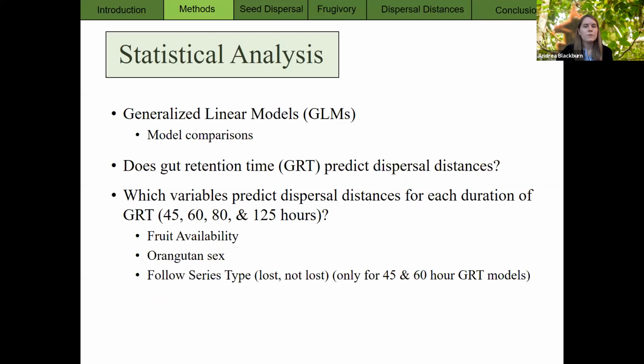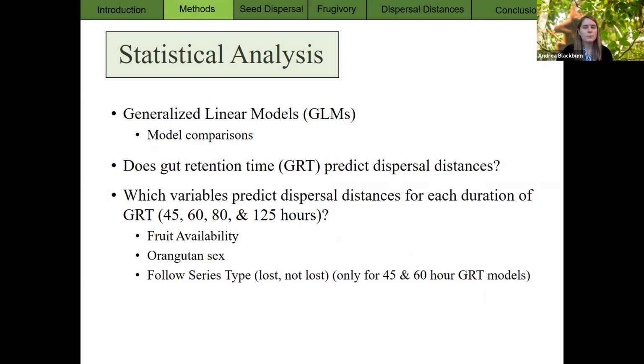Next, we investigated which variables predicted orangutan seed dispersal distances. So for these analyses, we fitted generalized linear models in R of orangutan seed dispersal distances with predictor variables. We then compared our GLMs to one another and a null model. So our first set of statistical models asked if gut retention time predicted seed dispersal distances. Our next set of statistical models compared the GLMs of orangutan seed dispersal distances for each of the gut passage durations: 45, 60, 80, and 125 hours.